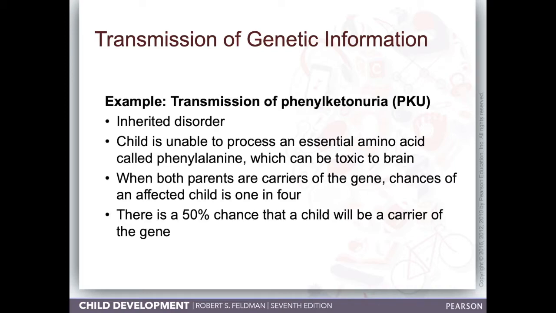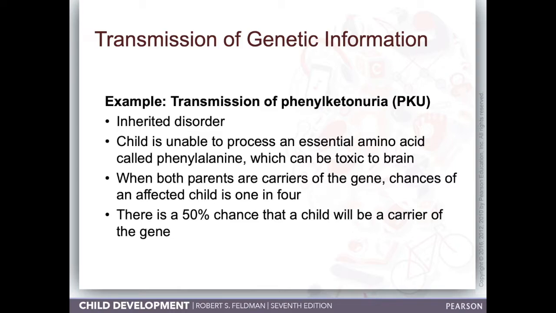An example is the transmission of phenylketonuria, that's a really tough word, also known as PKU, which is an inherited disorder where the child is unable to process an essential amino acid called phenylalanine, which can be toxic to the brain.